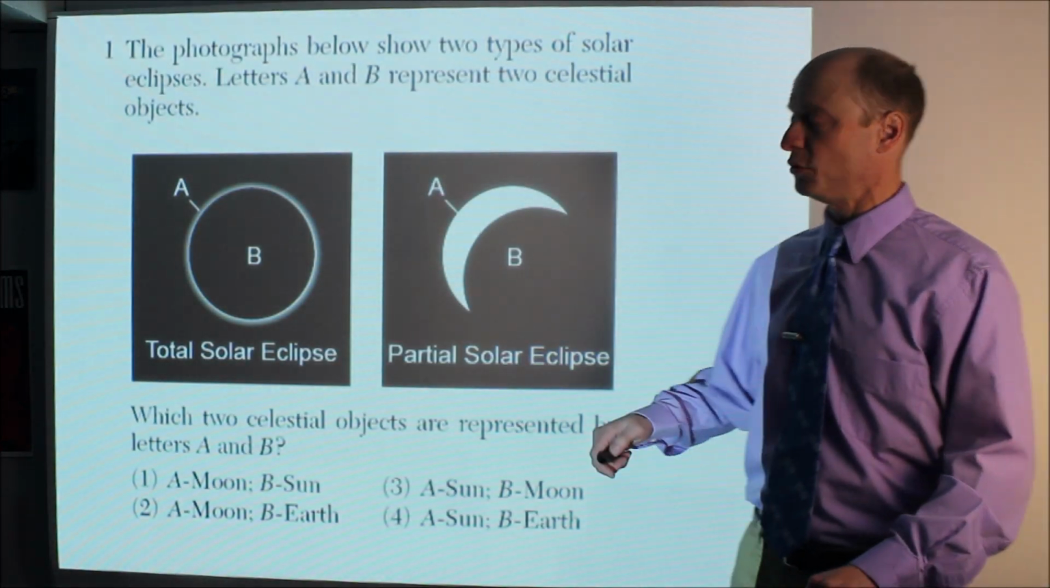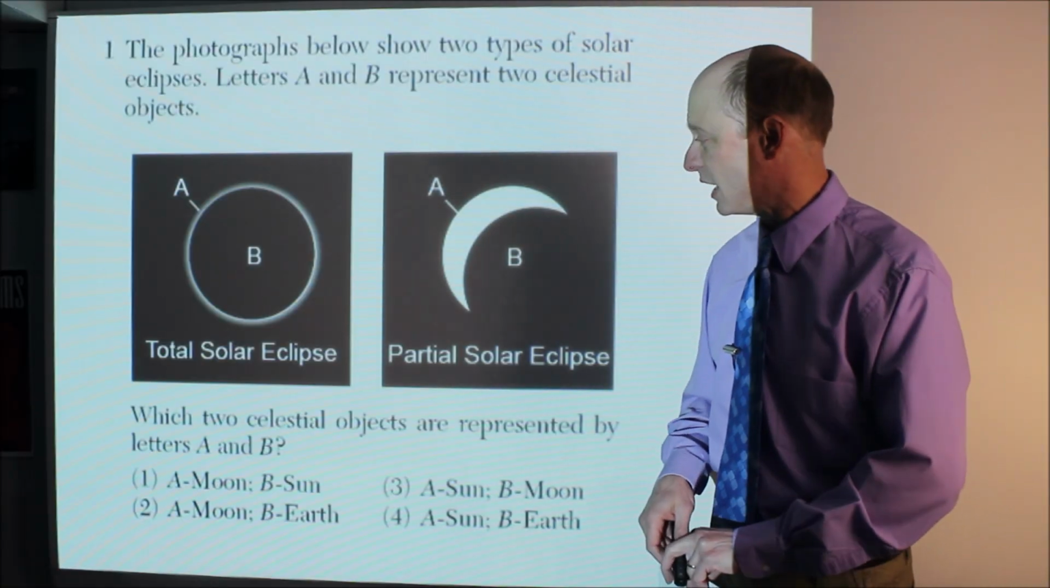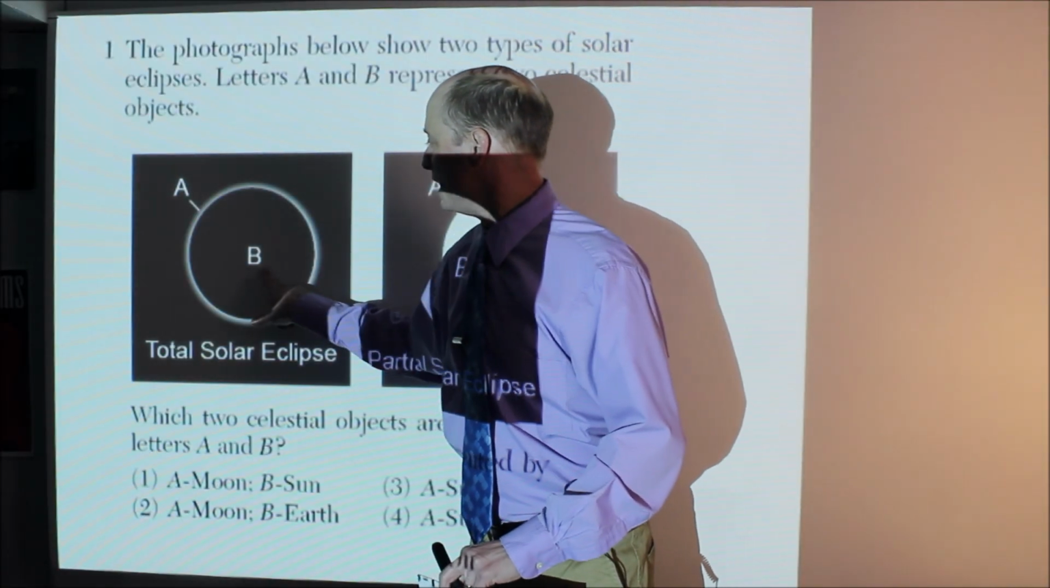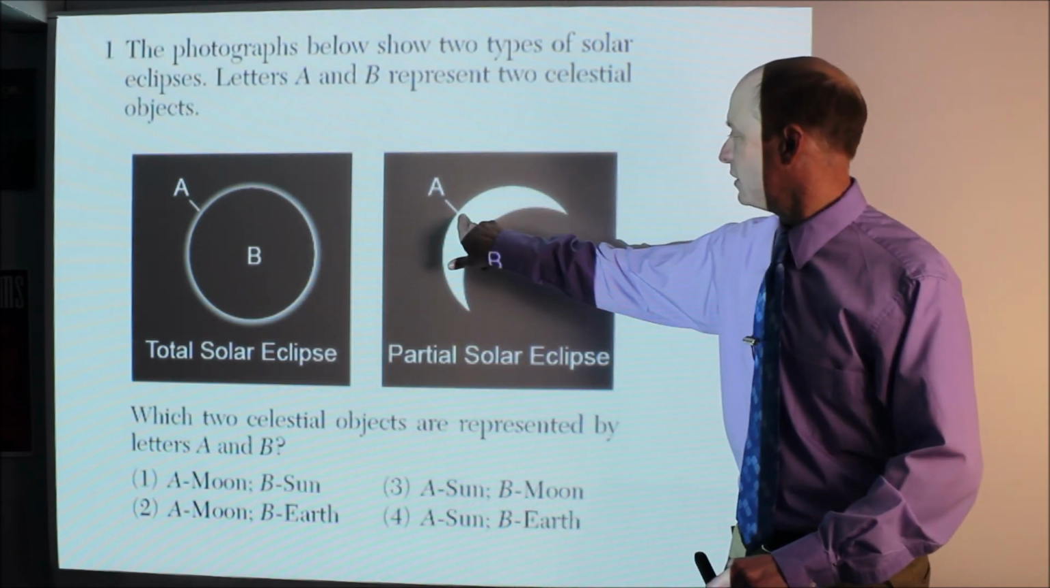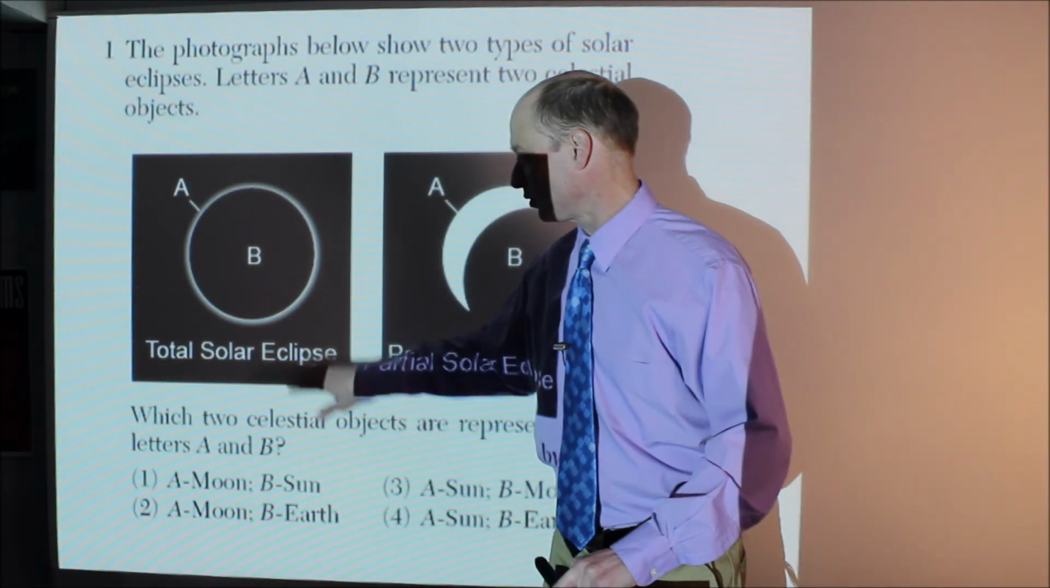The photographs below show two types of solar eclipses. Letter A and B represent two celestial objects. Okay, so A is the white and B is the black. Partial solar eclipse, total solar eclipse.